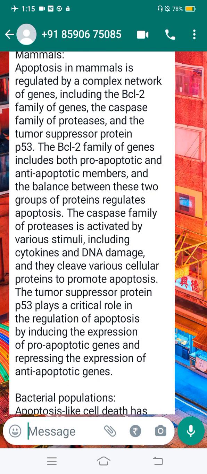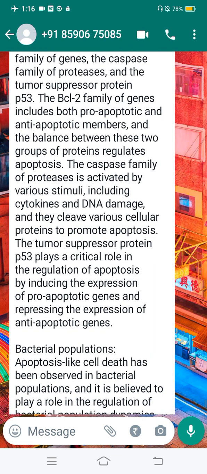In the case of animals, apoptosis in mammals is regulated by a complex network of genes including the BCL2 family of genes, the caspase family of proteases, and the tumor suppressor protein P53. The BCL2 family of genes include both pro-apoptotic and anti-apoptotic members, and the balance between these two groups of proteins regulates apoptosis. The caspase family of proteases is activated by various stimuli, including cytokines and DNA damage, and they cleave various cellular proteins to promote apoptosis.